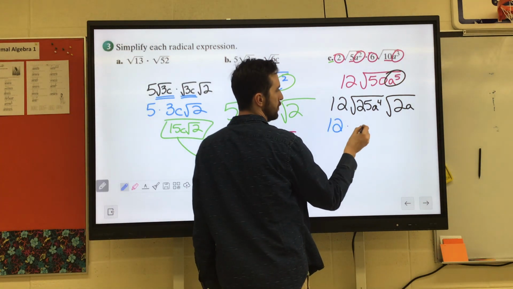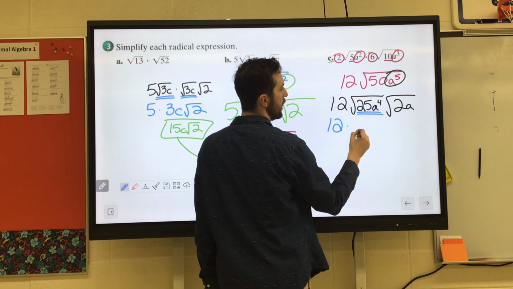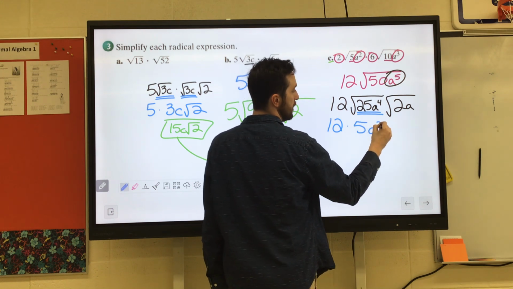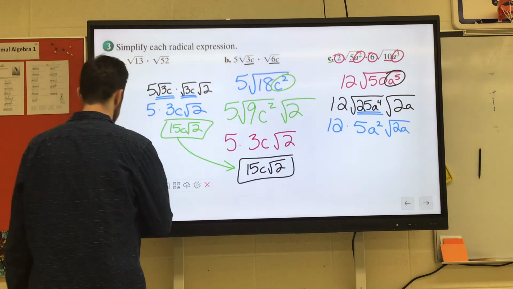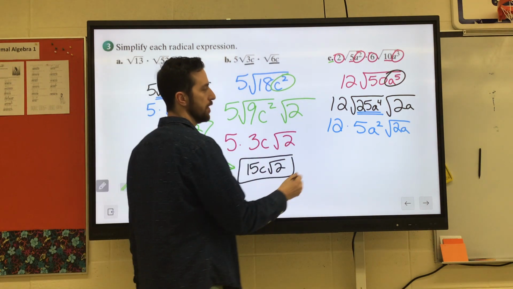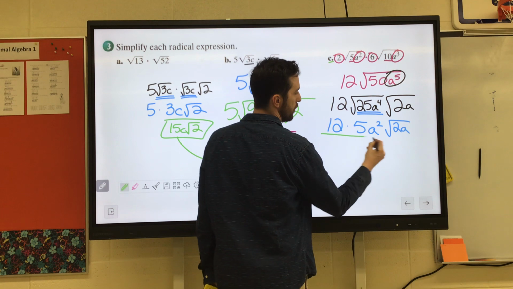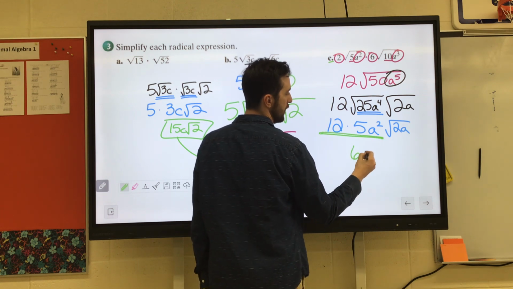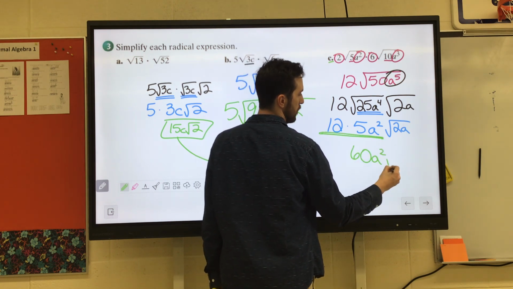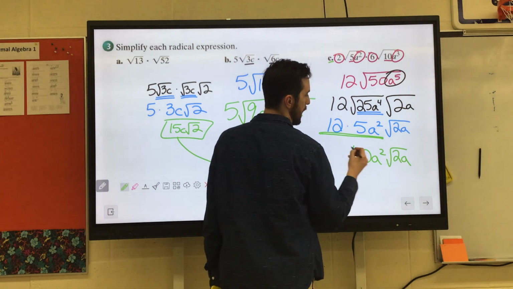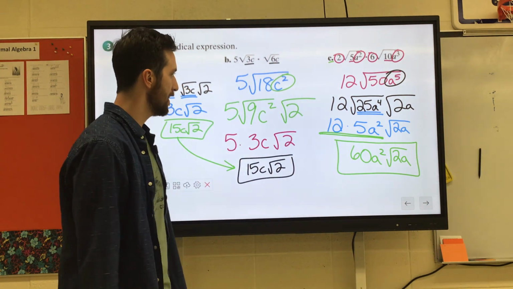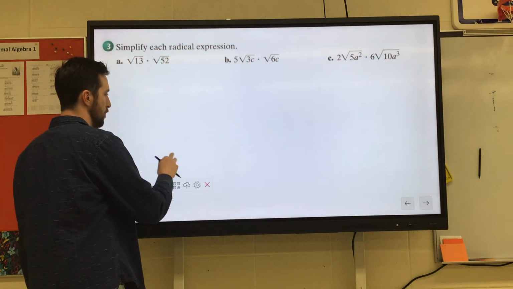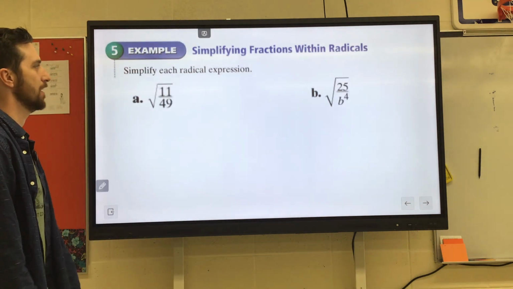12 times the square root of 25a to the 4th is 5a squared root 2a. Last thing we got to do is multiply this stuff outside. 12 times 5a squared would be 60a squared root 2a. And we're having fun, learning a lot, simplifying radicals.